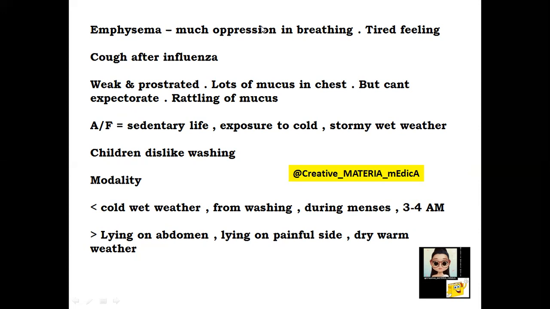The children dislike washing, as seen in Sulphur and Antimonium crudum. They are a very lazy type and do not like washing, do not like to bathe, because they live sedentary lives. The modality is aggravated from cold wet weather, from washing, during menses, at 3 to 4 a.m., better by lying on the abdomen or lying on the painful side, and dry warm weather.